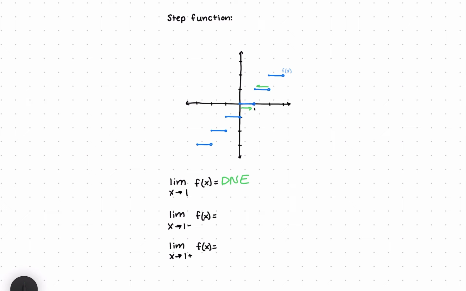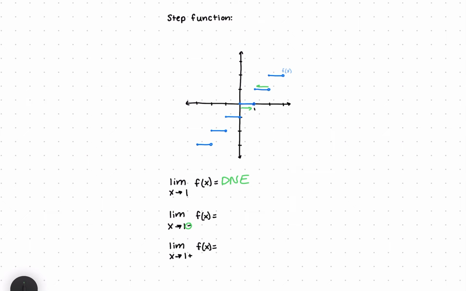And now we'll try to evaluate the one-sided limits from either side of where x equals 1. To start, we have the limit as x approaches 1 from the left side, as indicated by that minus right here, for this step function.